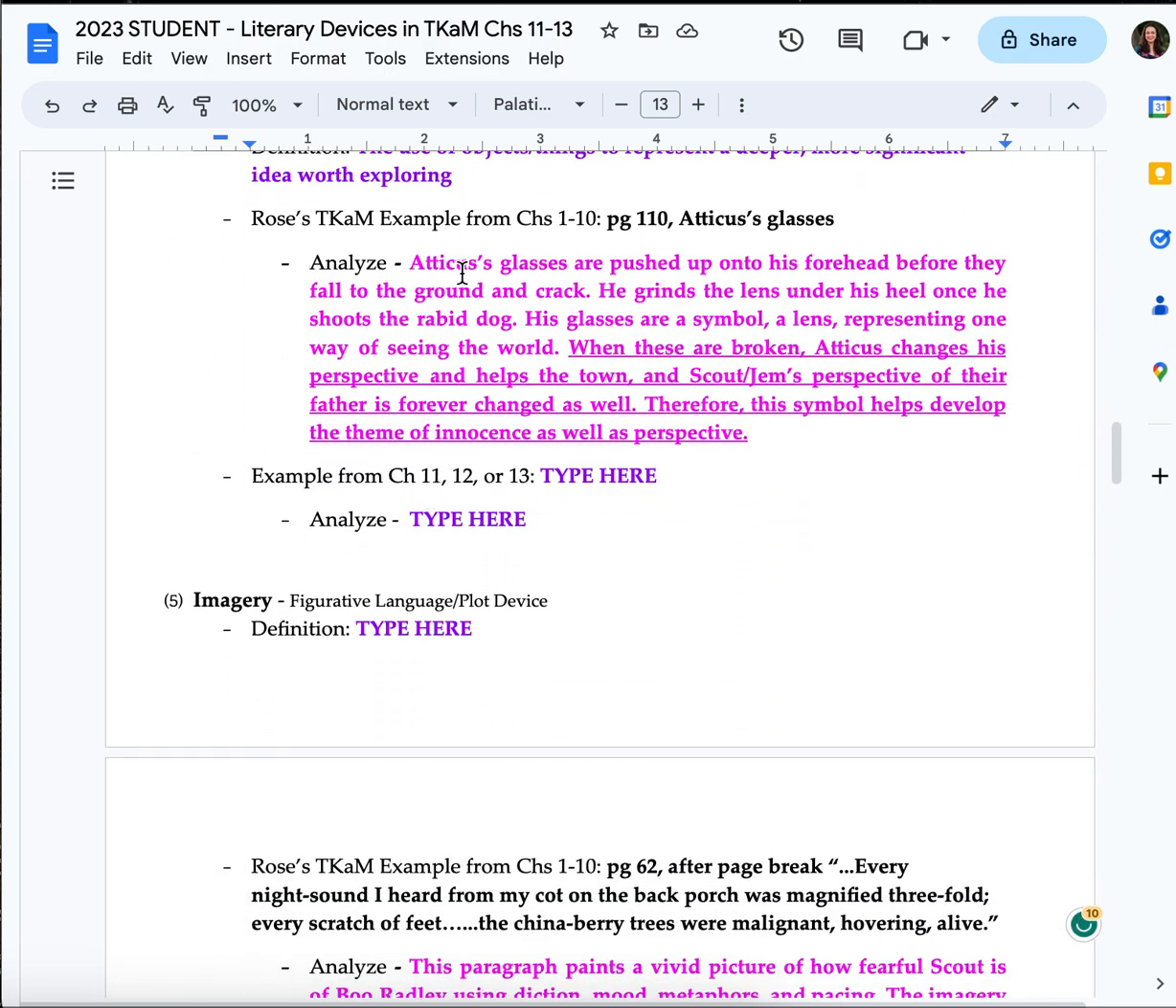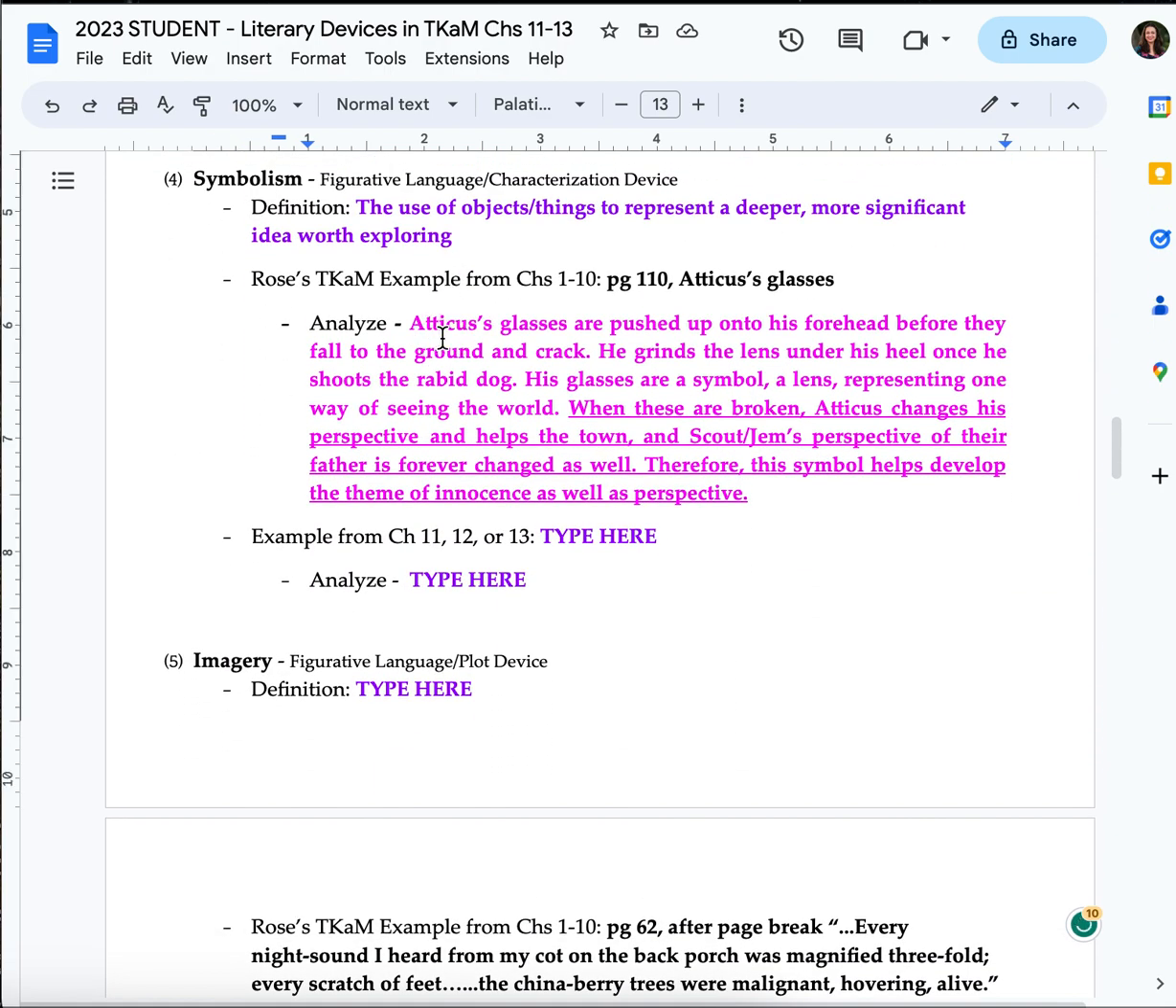So in our case, in order to prove that it's shown, I wrote how Atticus's glasses are pushed up onto his forehead before they fall to the ground and crack. He grinds the lens under his heel once he shoots the rabid dog. His glasses are a symbol, a lens, representing one way of seeing the world. When these are broken, Atticus changes his perspective and helps the town, and Jem and Scout's perspective of their father is forever changed as well. Therefore, this symbol helps develop the theme of innocence as well as perspective.